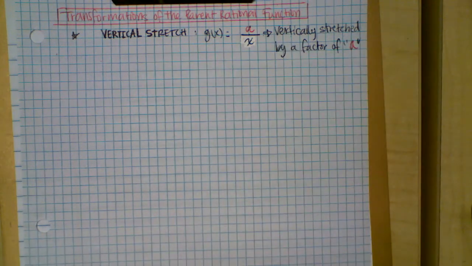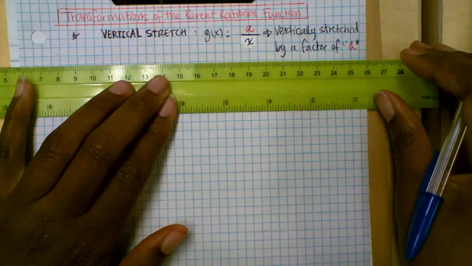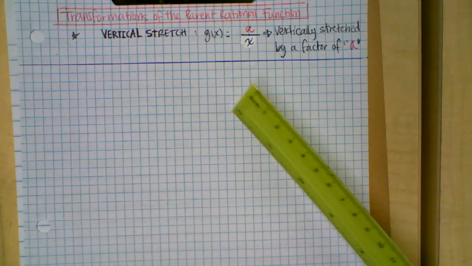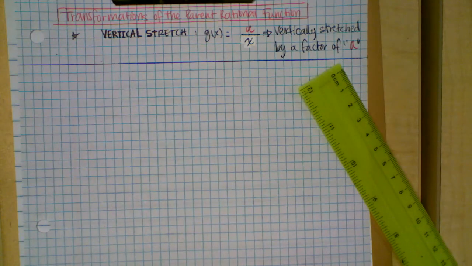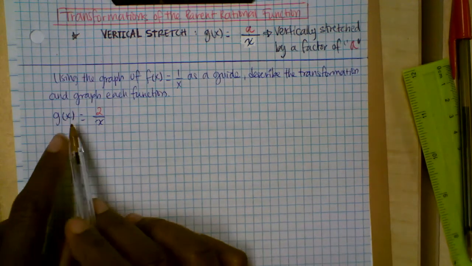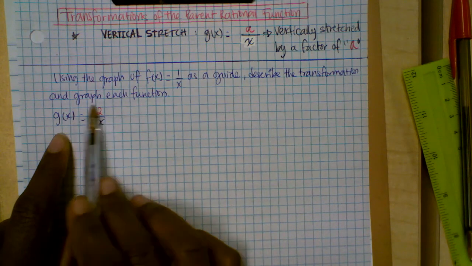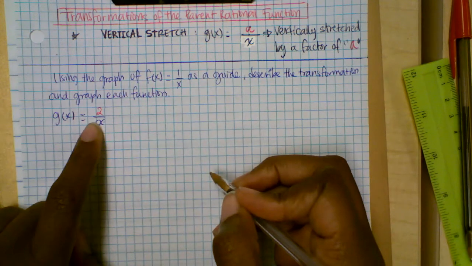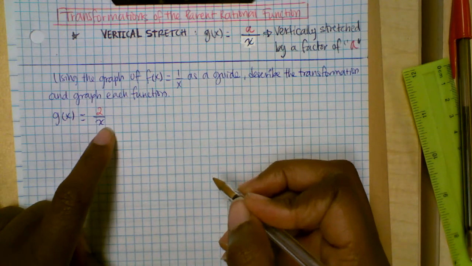So let me give you some examples. You're going to describe the transformation and then graph the parent function, and graph the transformed function using the parent function. The transformed function you're going to describe is g of x equal to 2 over x. So what kind of transformation do we have here?